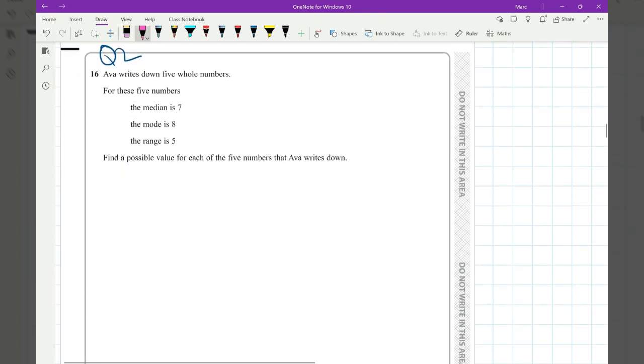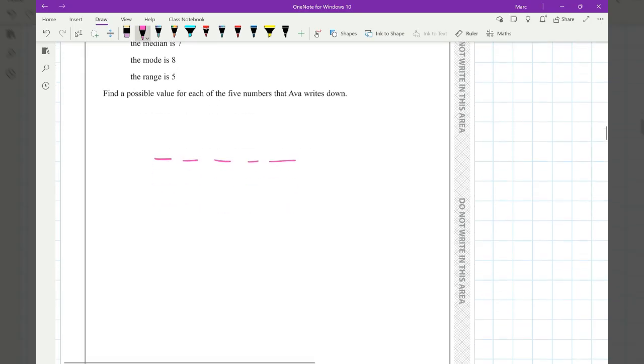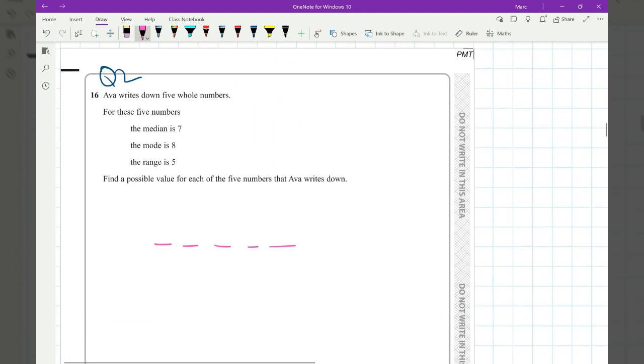Okay, question 2. Ava writes down 5 whole numbers. For these 5 numbers, we've got some details. Find a possible value for each of the 5 numbers that Ava writes down. Okay. So 1, 2, 3, 4, 5 numbers. What does it want down there? Just 3 marks. So the median is 7. I'm going to put a 7 there.